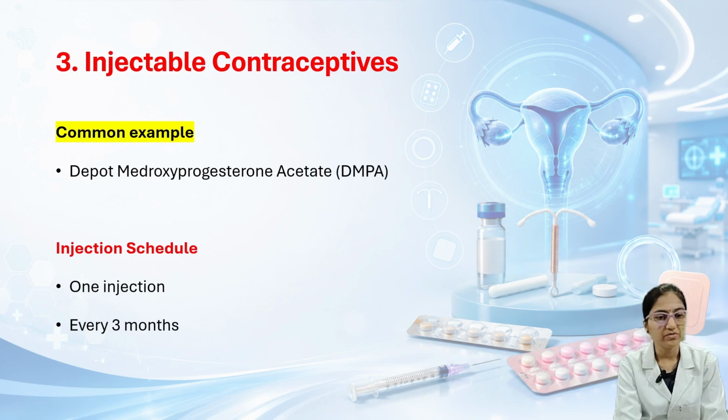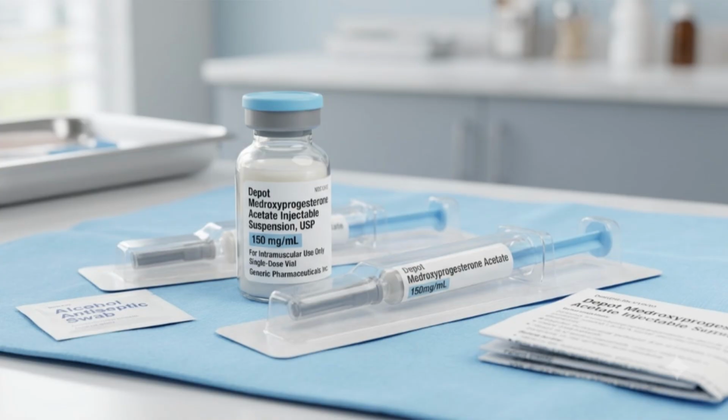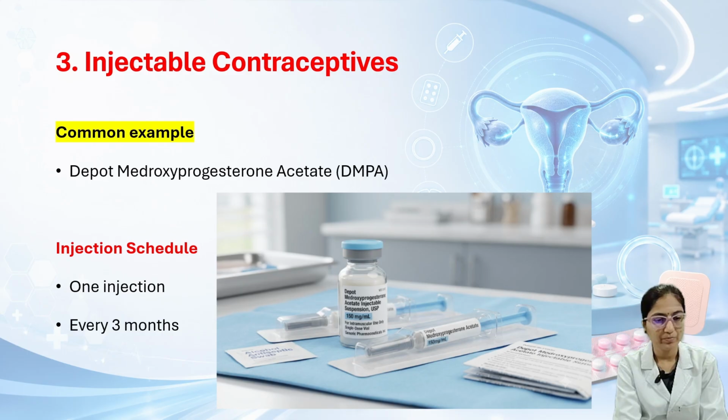Next, the third contraceptive is the injectable contraceptive. Here, the example is depot medroxyprogesterone acetate, DMPA. Injection schedule: one injection every 3 months.